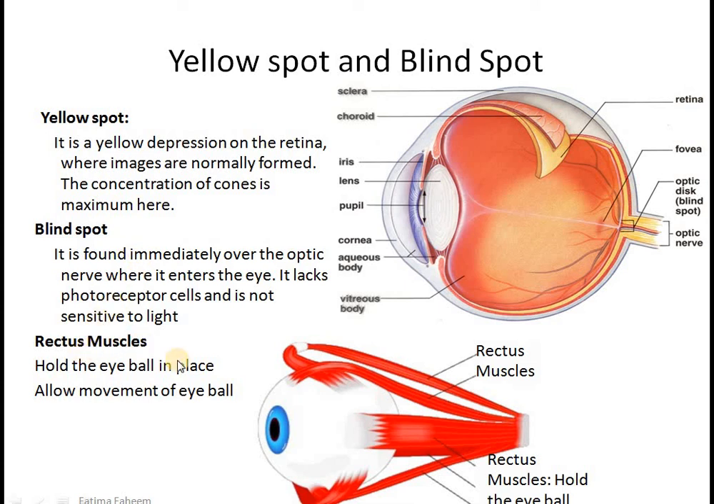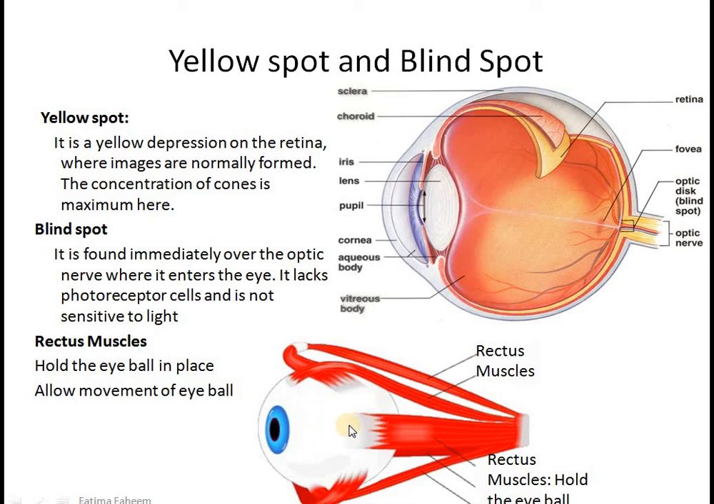What about rectus muscles? I have drawn the diagram here. These are the rectus muscles. Their individual names are different, but you don't need to know them. Just remember a general name called rectus muscles. These muscles hold the eyeball in place, and you know that your eyeball can move around whenever you look around, left or right or up or down.